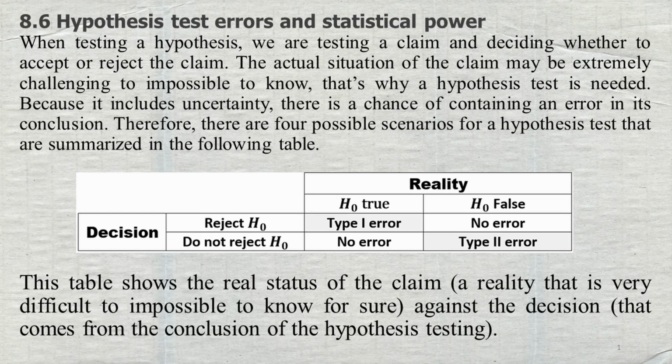Welcome back. In Section 8.6, Hypothesis Test Errors and Statistical Power, when testing a hypothesis, we are testing a claim and deciding whether to accept or reject the claim. The actual situation of the claim may be extremely challenging to impossible to know. That's why a hypothesis test is needed. Because it includes uncertainty, there is a chance of containing an error in its conclusion. Therefore, there are 4 possible scenarios for a hypothesis test that are summarized in the table shown in the slide.